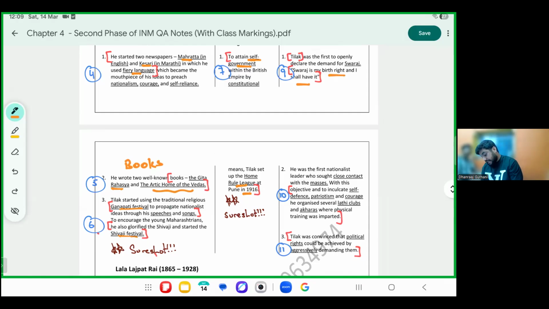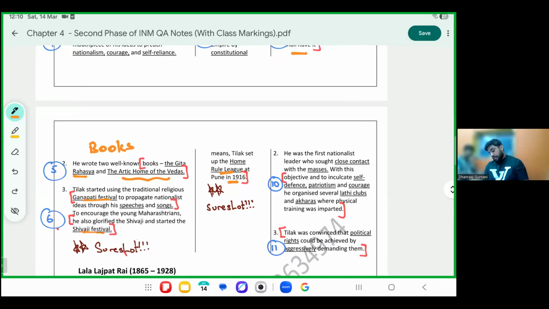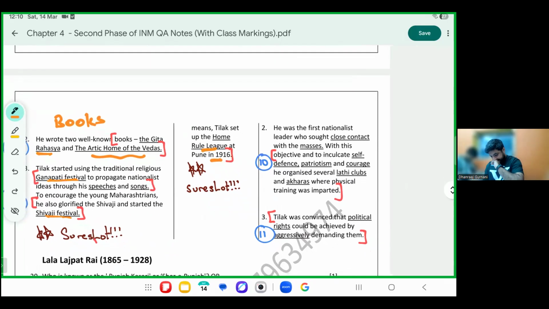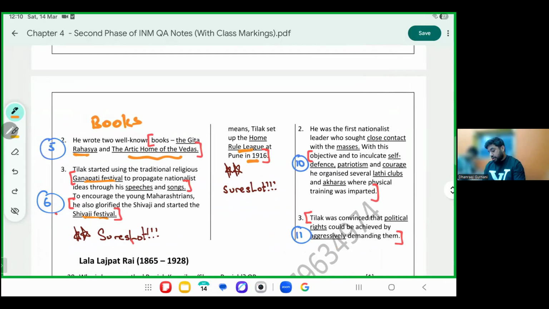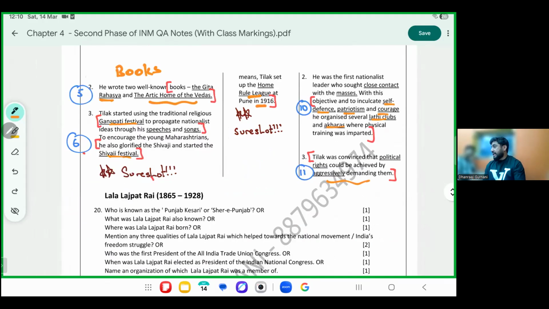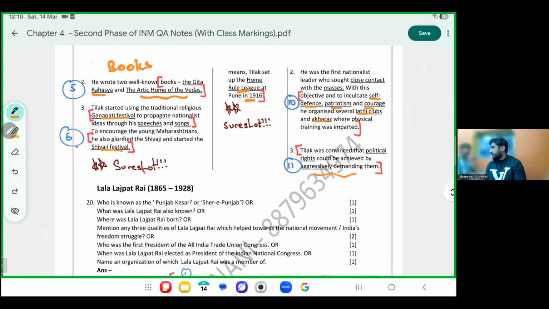His methods were self-defense, patriotism, courage, and so on. As a result, he organized Lati clubs and akhadas. Tilak said we should aggressively demand our rights. Two leaders more, Lala Lajpat Rai, picture study. 10 keywords again, then I'll give you time to copy if you want.